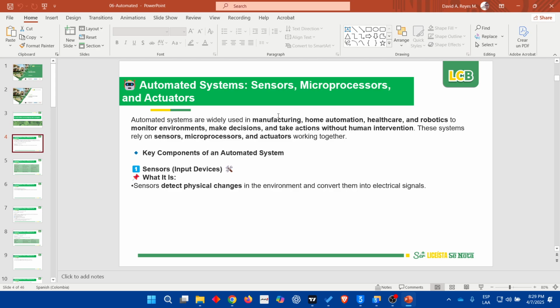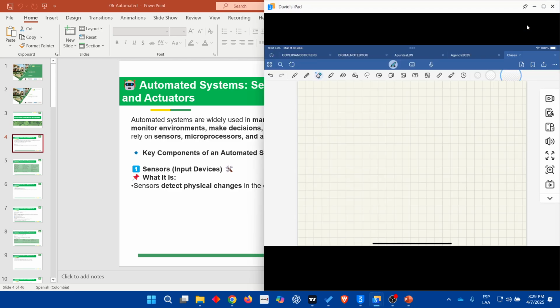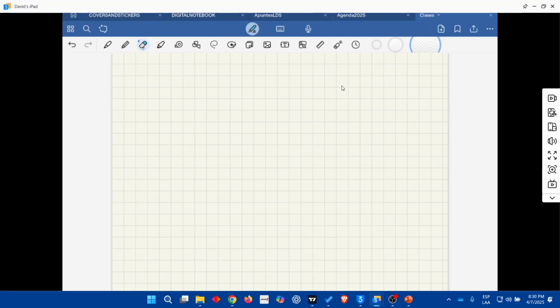So, automated systems are widely used in manufacturing, home automation, healthcare, robotics to monitor environments, make decisions, and take actions without human intervention. These systems rely on sensors, microprocessors, and actuators working together. Okay, let me try to explain what this is in a way that maybe you are going to understand.